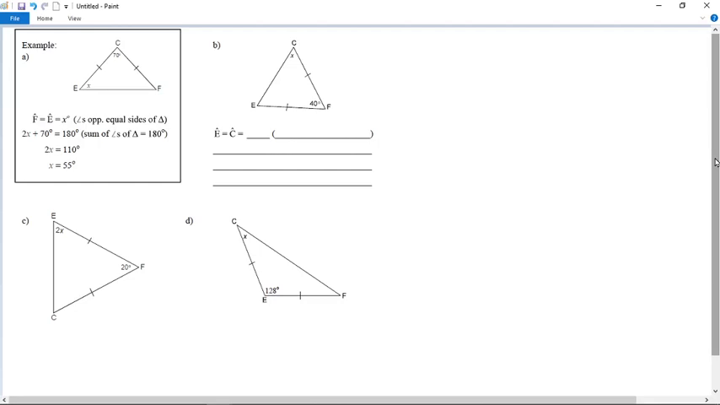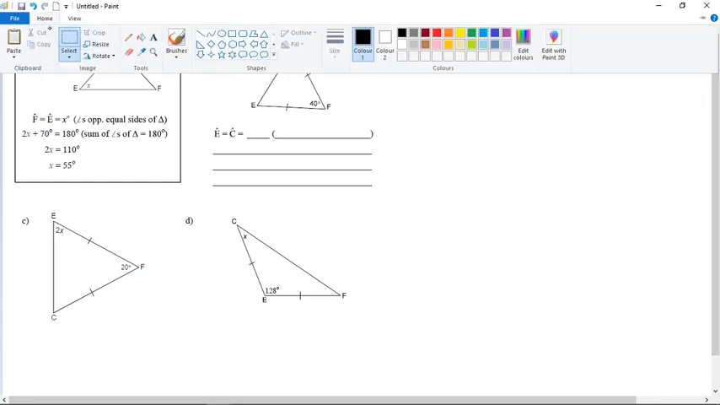Okay, let's look at this one. Which question number is this one? Looks like it's question number 7, yes? Okay, so question number 7, can you see it looks like we've got all isosceles triangles again.